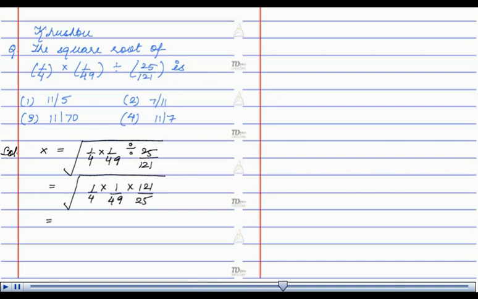That is square root of 121 upon square root of 4 into square root of 49 into square root of 25, which comes out to be 11 upon 2 into 7 into 5, that is 11 by 70. And hence the correct answer is option number 3.